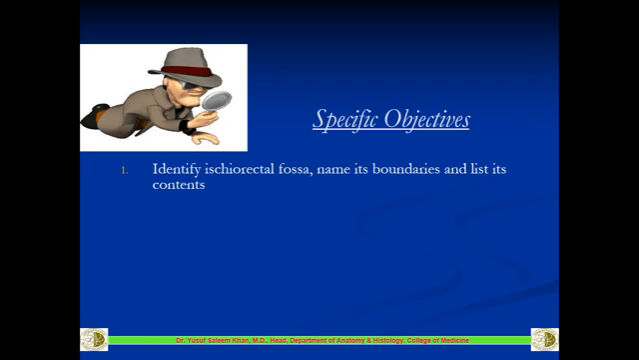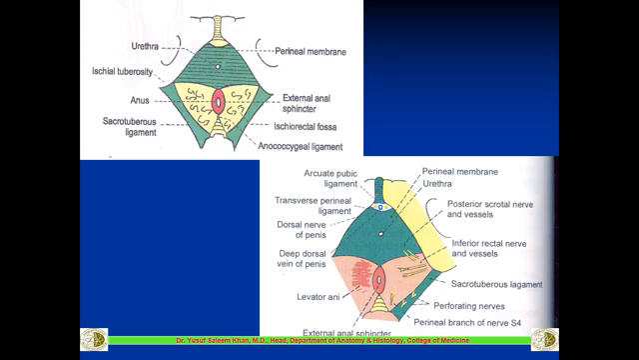This is the specific objective which we'll try to cover in this lecture. First we'll try to identify the ischiorectal fossa, then we'll identify the boundaries, and we'll also list the contents of this ischiorectal fossa.